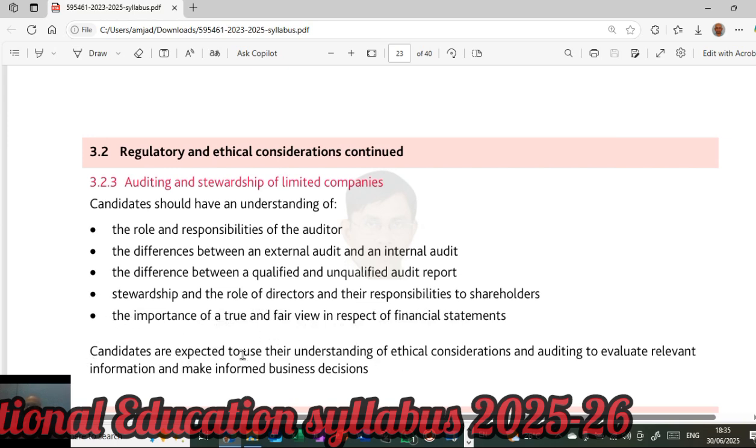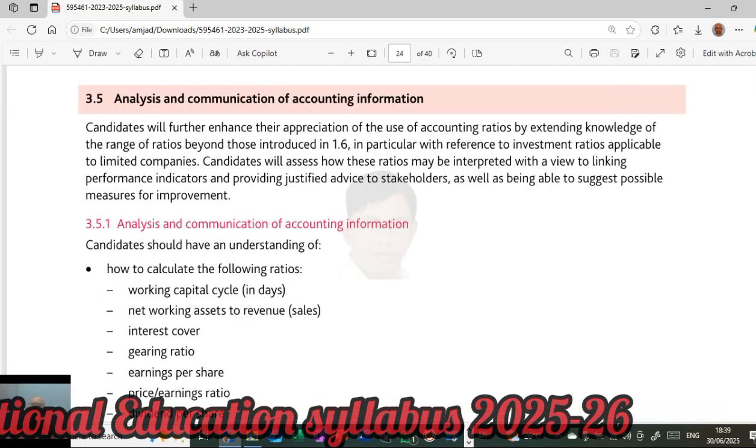Candidates are expected to use their understanding of ethical considerations and auditing to collect relevant information and make informed business decisions. So keep learning. So, dear friends, analysis and communication of accounting information.